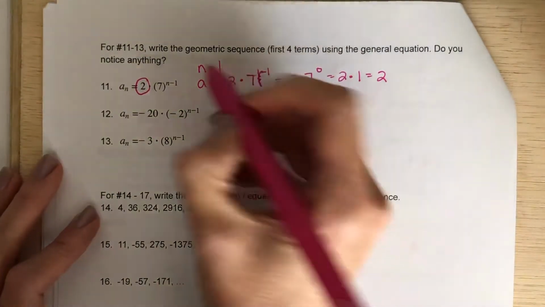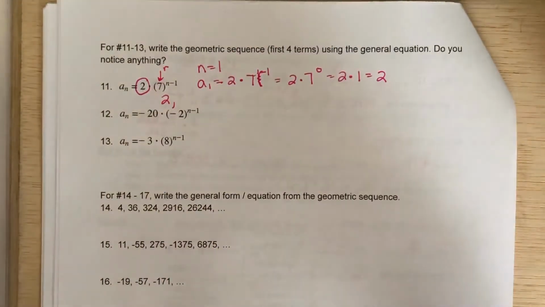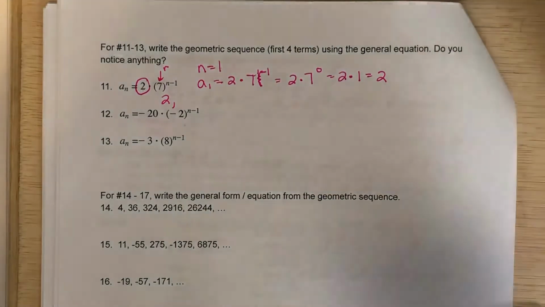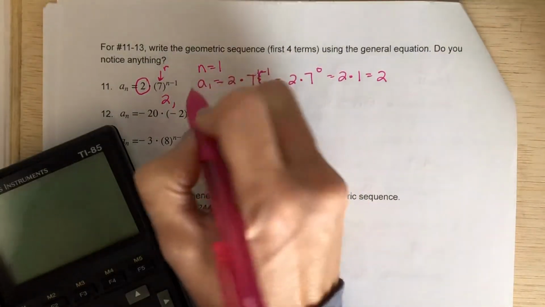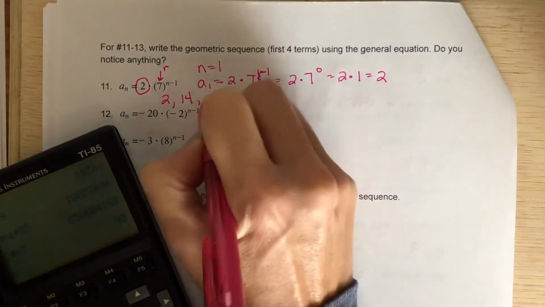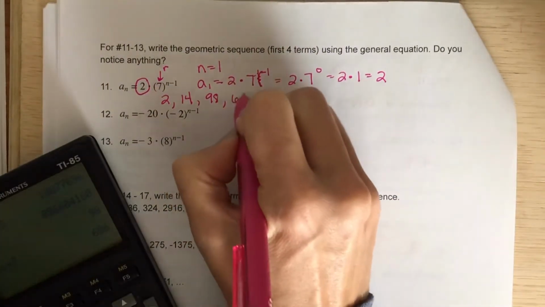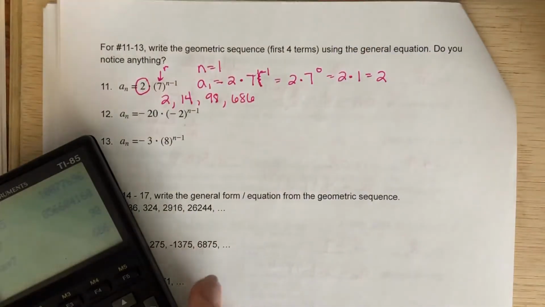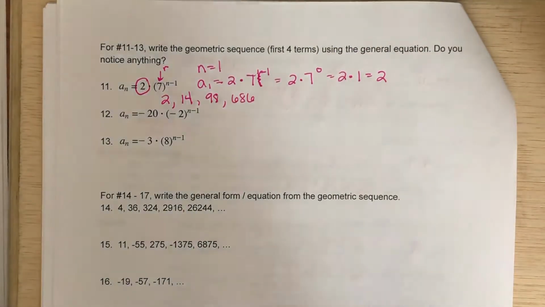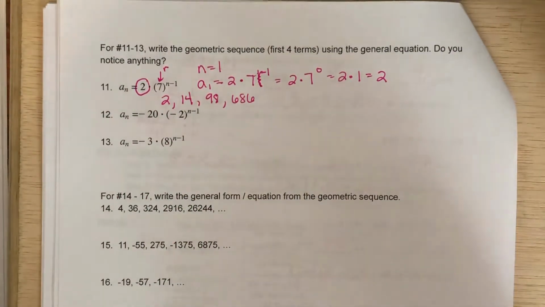You can just take a look at the formula and go, that first number is 2, that's my first term. So I start with 2, and then I know that 7 is my ratio, so each number is being multiplied by 7. I can just take a calculator and go, well, it's 2 times 7, 14. What's 14 times 7? It is 98. And what's 98 times 7? 686. I only have to find the first four, so I stop there. You go ahead, pause the video, and do number 12 and 13, and then see if you're right.